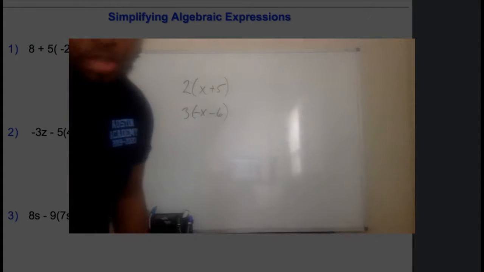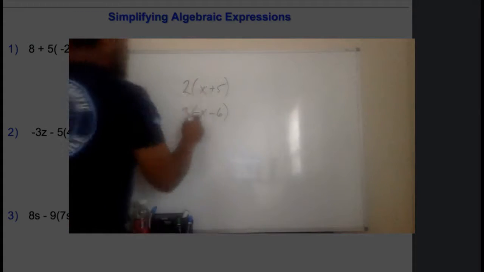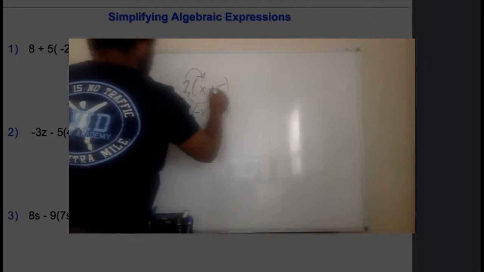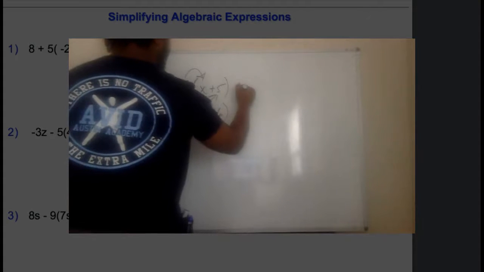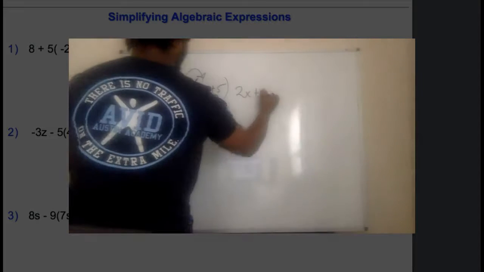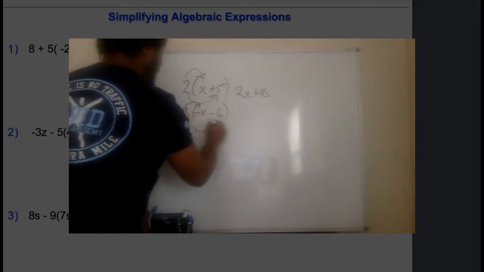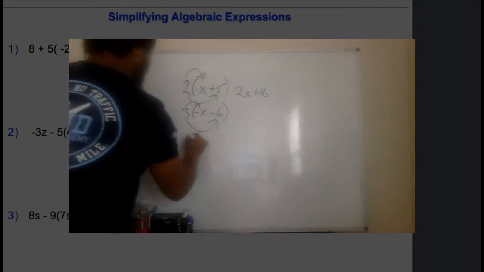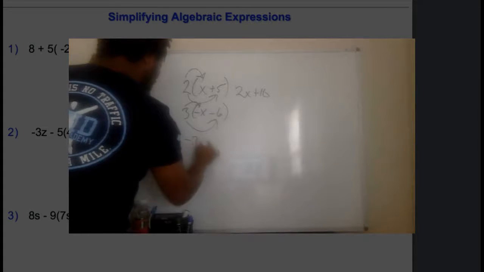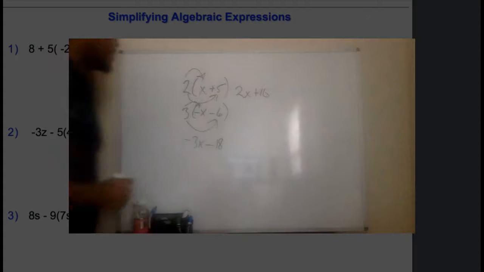Alright, I'm assuming that you paused the video like I said. Let's work it. It's very simple. You're going to have 2 times x and then 2 times a positive 5. So that simplified expression is 2x plus 10. Alright? So you have 3 times a negative x, and then 3 times a negative 6. That gives you a negative 3x, and then that is minus 18.